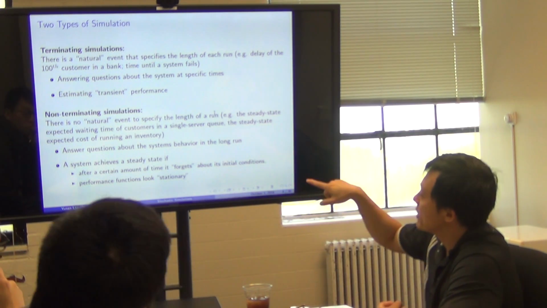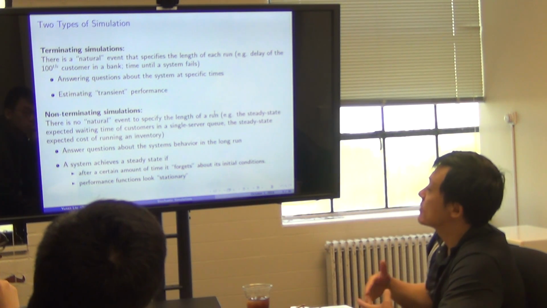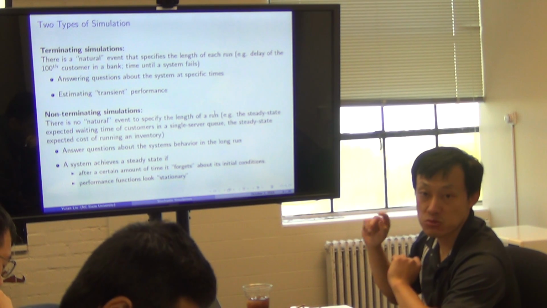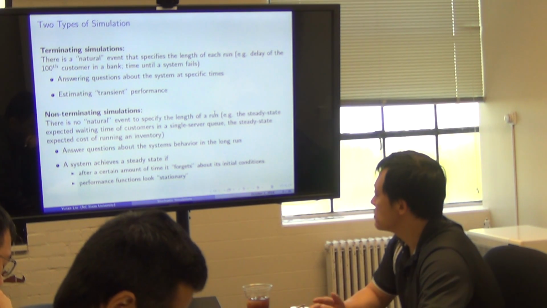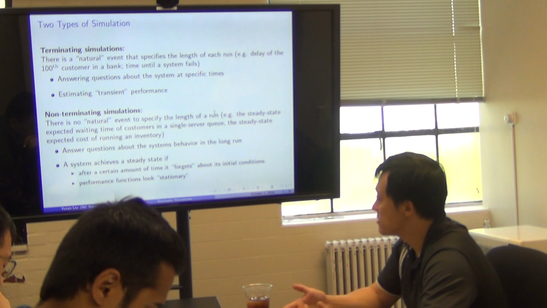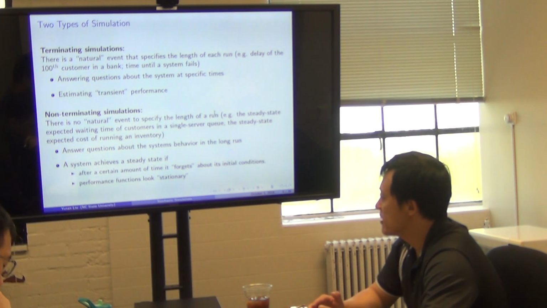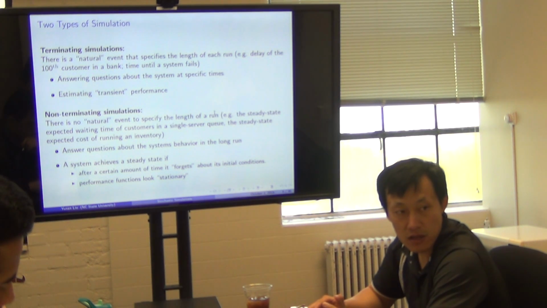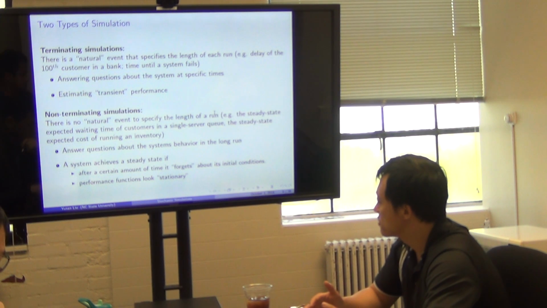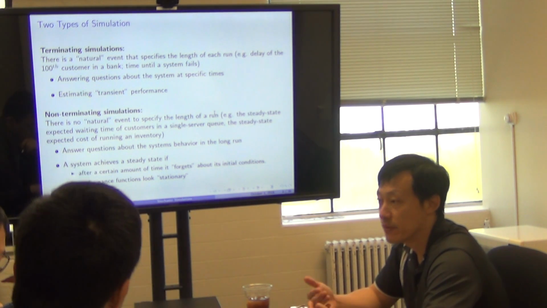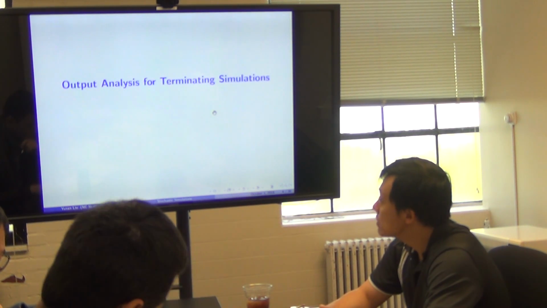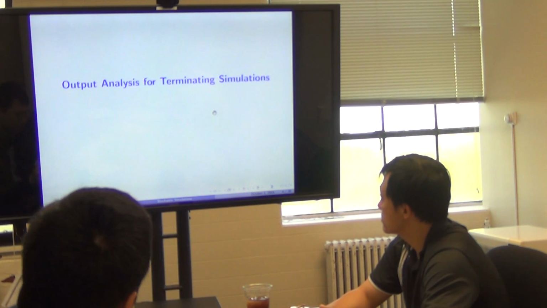So recall that one example we gave in the previous topic is estimating the total cost within a finite window. That's not that, right? That's sort of a first category. Here we answer questions about the system behavior in the long run, steady state behavior, and the system achieves steady state if, after a certain amount of time, it forgets about the initial condition. So steady state really means entire loss of memory, and performance functions look stationary, like time independent, right? Okay, we will talk about the first. Output analysis for terminating simulations.